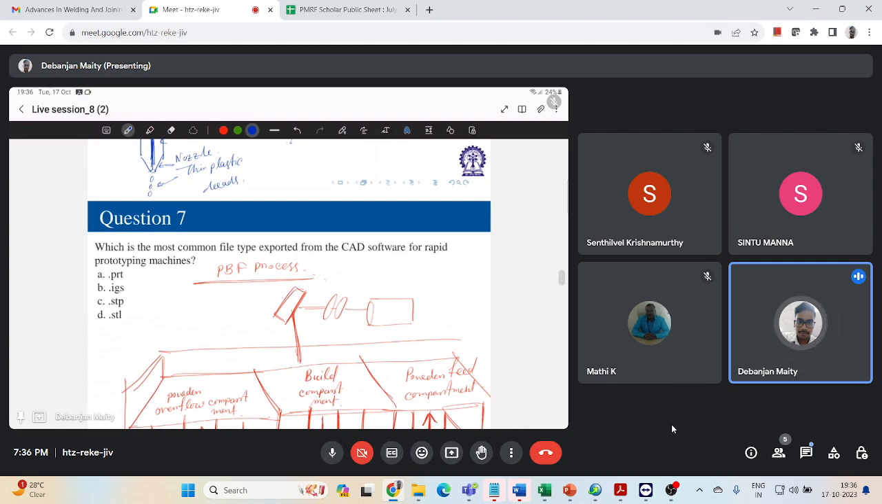This is a very simple question. Can you give me a correct answer? This is the most common file type exported from CAD software. You might have been introduced to additive manufacturing, I don't know. Anyhow, if you have done any kind of CAD modeling, you are aware of those files. So, which is the most common file type that needs to be exported from your CAD software like SolidWorks for rapid prototyping? This 3D printing is also called rapid prototyping.